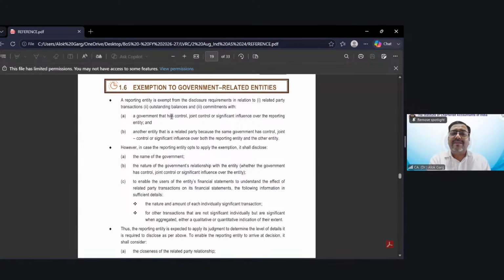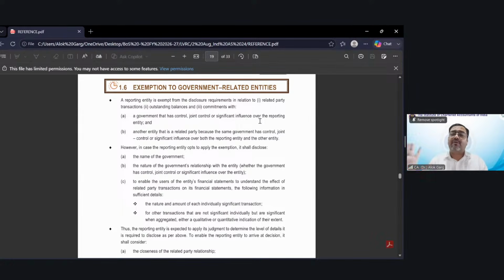With a government that has control, joint control or significant influence over the reporting entity. So a government that has control, joint control or significant influence over the reporting entity. Say ONGC Limited, I'm just taking an example. ONGC Limited is a subsidiary, joint venture or associate of a government, which means the government has control.